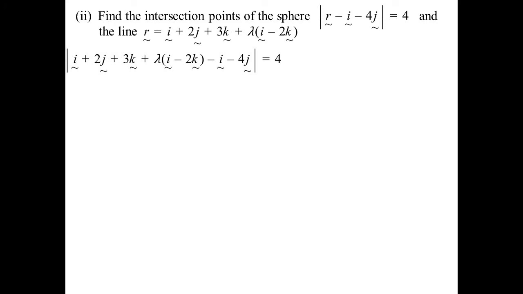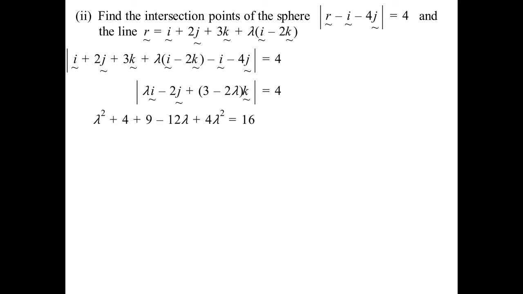So let's play around with this. We're saying the magnitude of lambda i minus 2j plus (3 minus 2 lambda)k must equal 4. Let's find the magnitude. It'll be lambda squared, and then we've got 2 squared, so that's 4, and then (3 minus 2 lambda) squared, there's the 9 minus 12 lambda plus 4 lambda squared. That's equal to 16. We've got a quadratic. We solved the quadratic. Well, no one said they were going to be nice numbers. So lambda is (6 plus or minus the square root of 51) on 5.